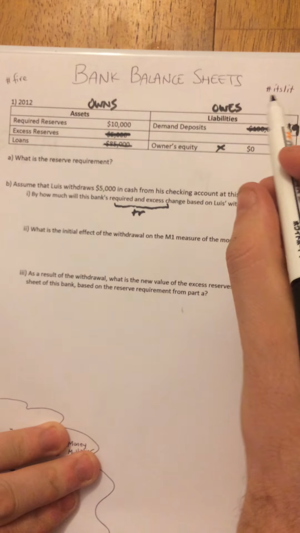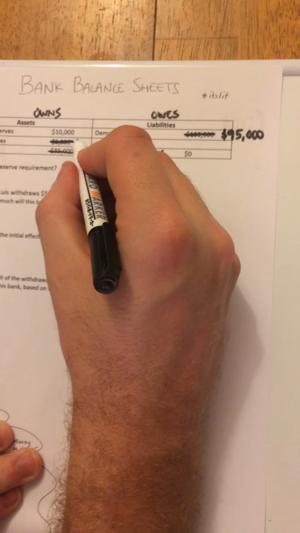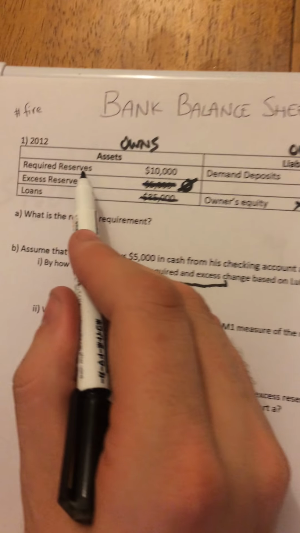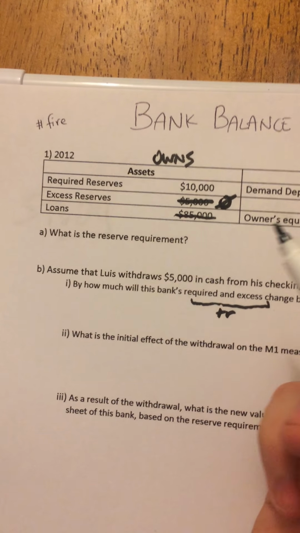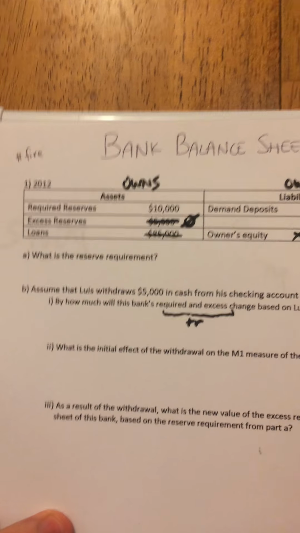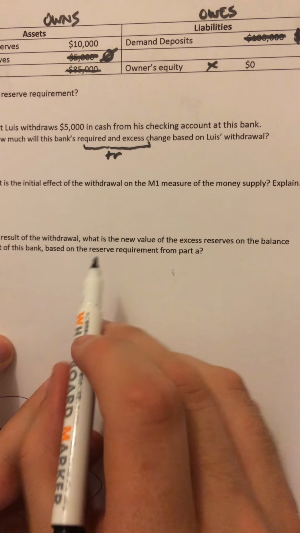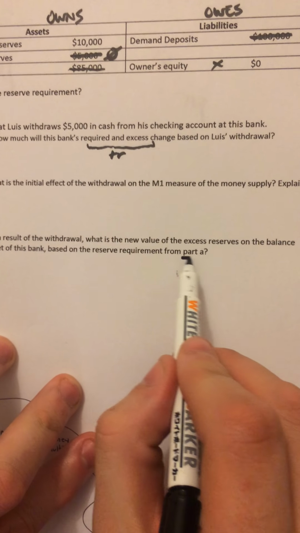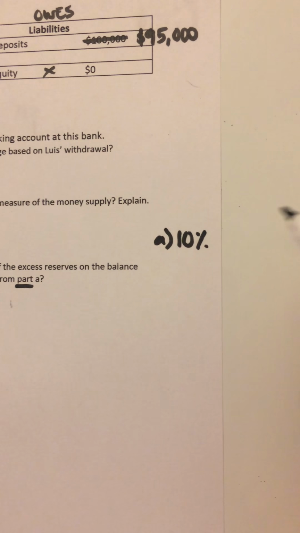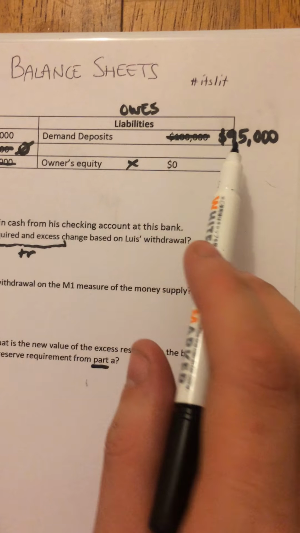So when Luis first comes into the bank, they give him his $5,000, there's our subtraction, from the excess reserves, because banks are not supposed to touch the required reserves. They need to keep it in there by law. That's our fractional reserve banking idea. However, the question asks for the new value of excess reserves based on the reserve requirement from Part A. Remember, we calculated that it was a 10% reserve requirement. So now we need to look back at our required reserves and our demand deposits.